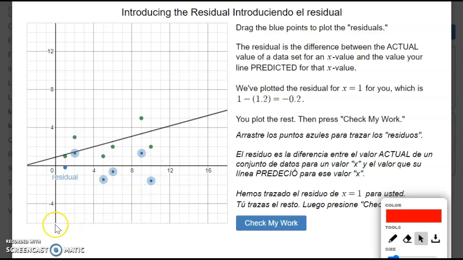Okay, so that's going to be my guess, and check my answer, and it's going to start drawing the line.